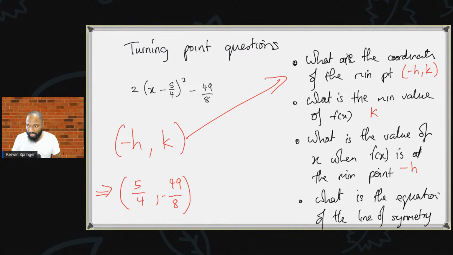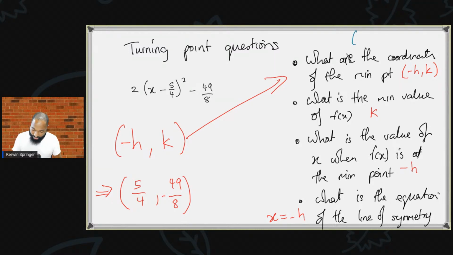What is the equation of the line of symmetry? This is just x is equal to negative h. So they're basically saying x is equal to that. Just write x equal to that and you get your answer. So let me write the actual answers in blue here.